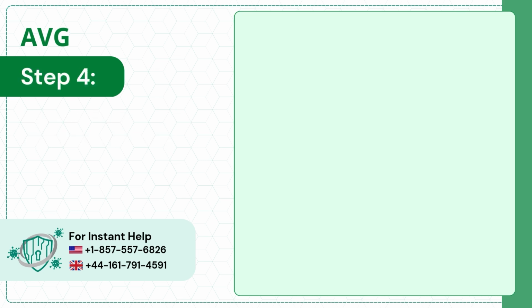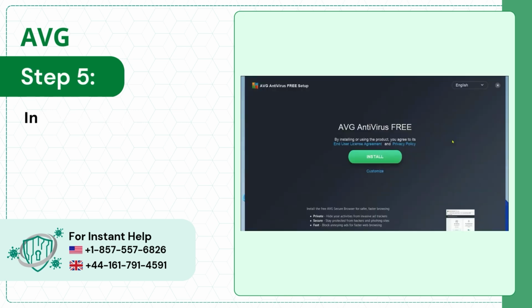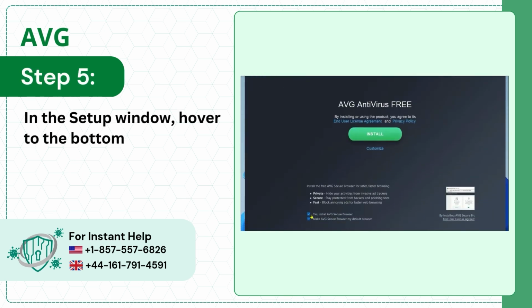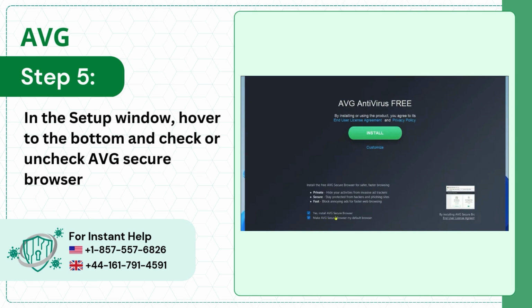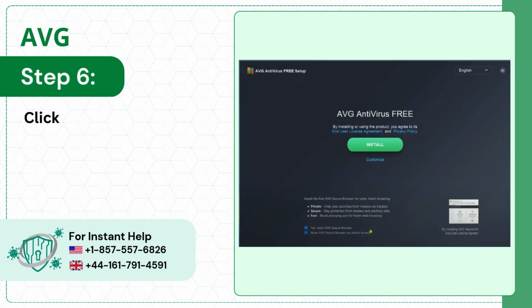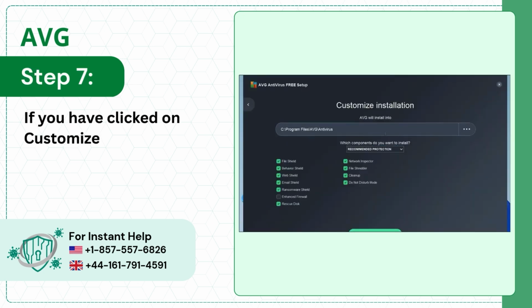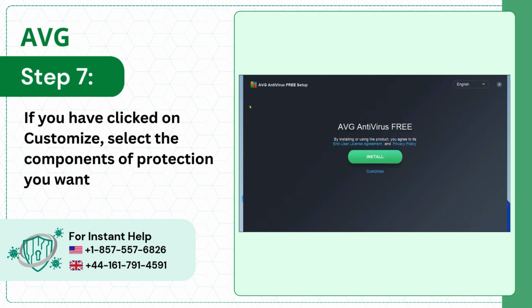Step 4. Select language. Step 5. In the Setup window, hover to the bottom and check or uncheck AVG Secure Browser options. Step 6. Click on Install or Customize. Step 7. If you have clicked on Customize, select the components of protection you want and click on Install.